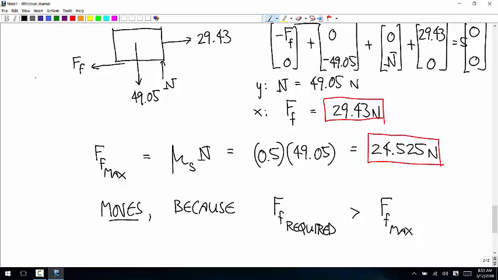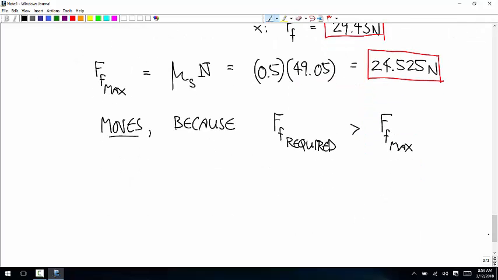Okay, so that's static friction. That's a little more complicated than the next one. The next one is a little simpler. So kinetic friction.